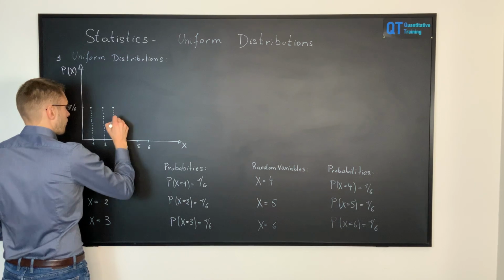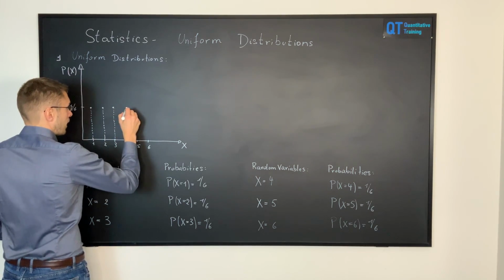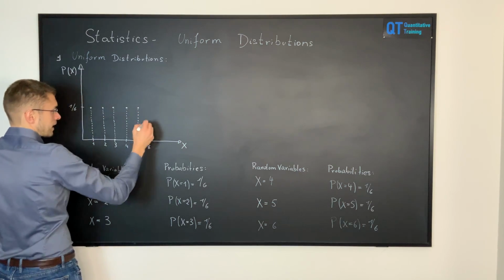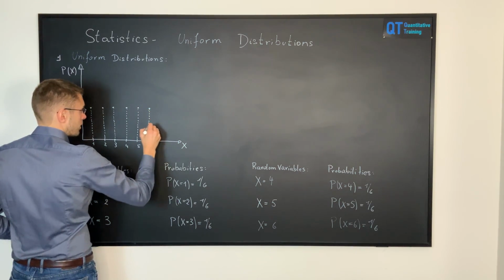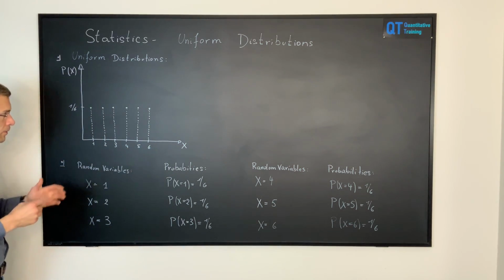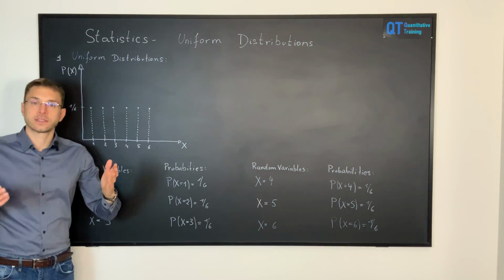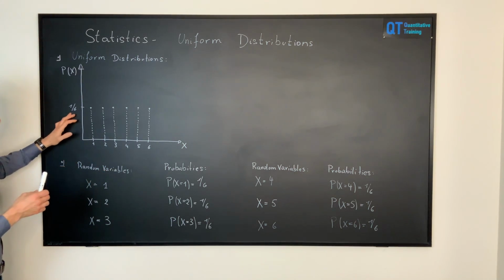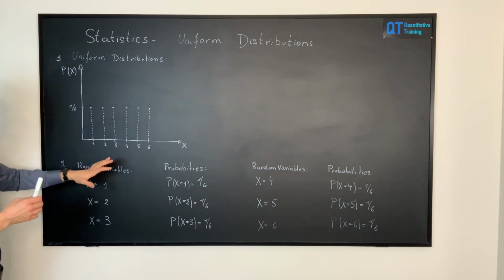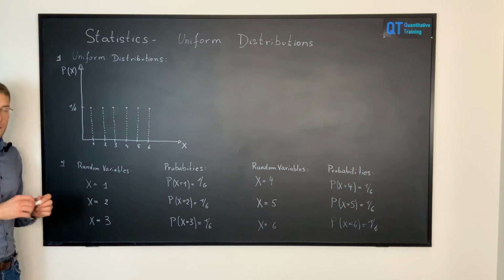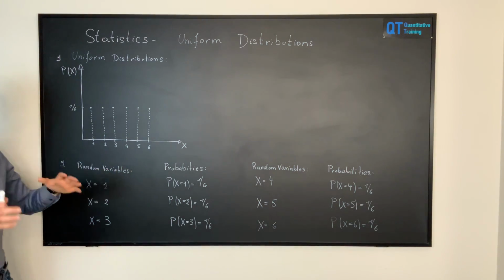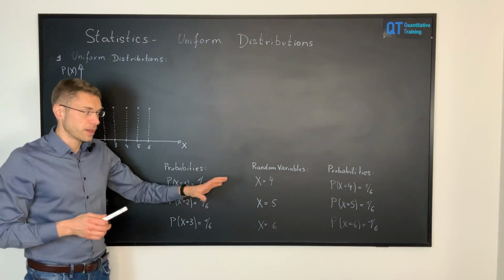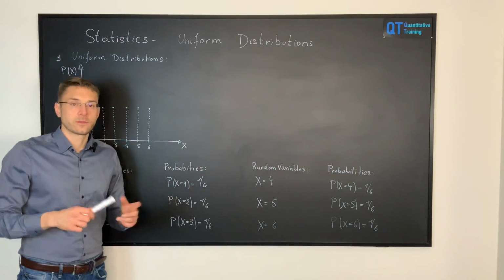X equals 3, same story. X equals 4, 1/6 as well. X equals 5, 1/6. And x equals 6, again probability 1/6. That's one of the typical examples of a uniform distribution, characterized by a probability mass function where all the different outcomes and associated random variables have the same probability, in this case 1/6. It is important to check that the probabilities of all the different random variables of this random experiment sum up to 1. This is the case because we have 6 random variables, and 1/6 multiplied by 6 is 1, so it's a total probability of 100%.